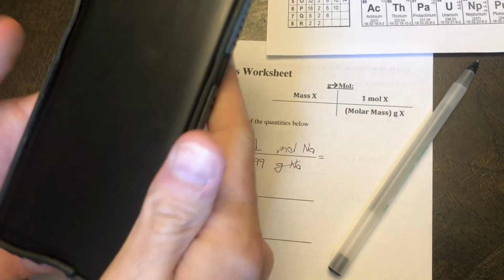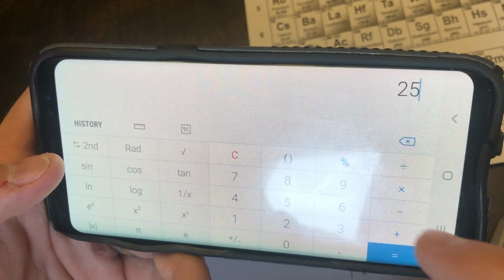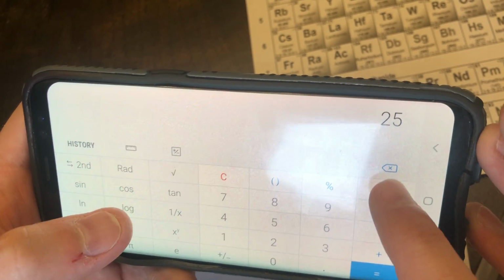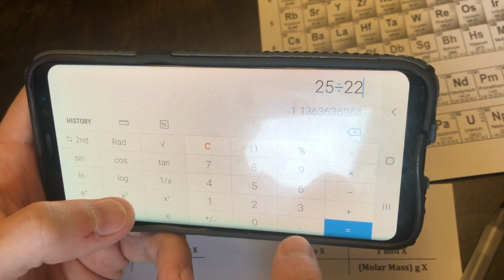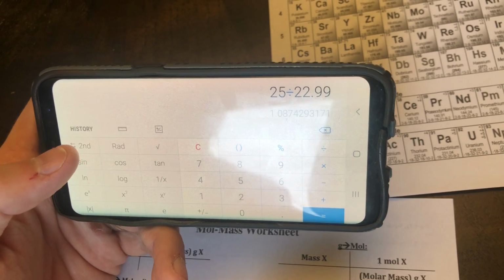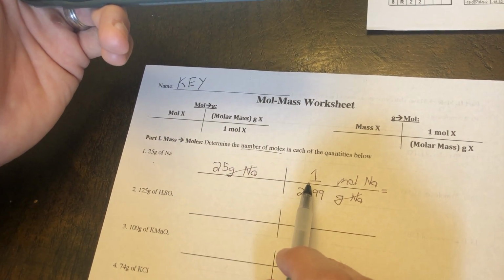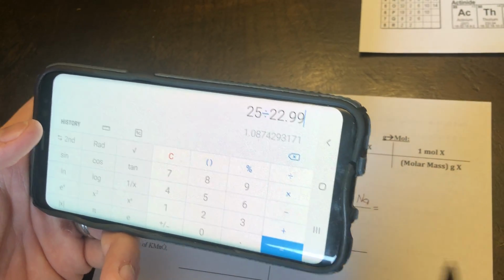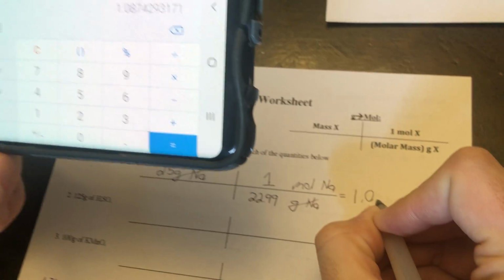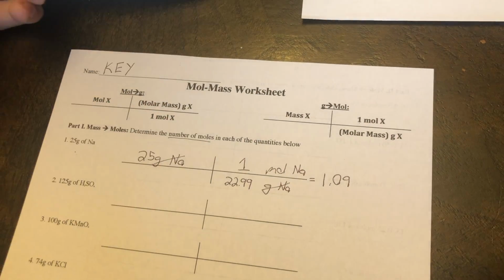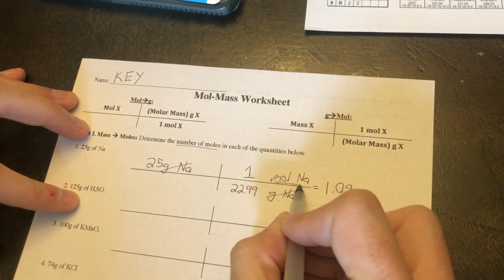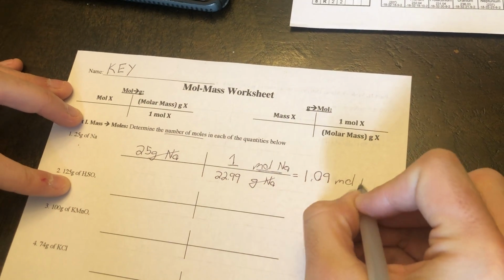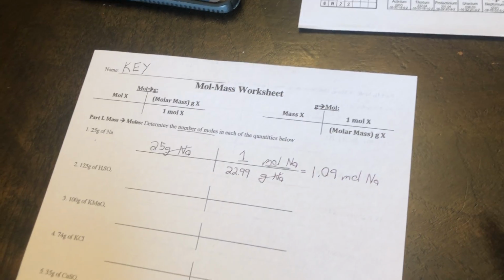Now all I have to do is pull up my calculator, which I'm going to use my phone for, and I do 25 divided by 22.99. Now, you might be asking, what about that 1 right there? Whenever you have a 1 in a problem, you either multiply or divide, it's useless. It gives you the same answer. So I'm just going to do 25 divided by 22.99, and I get 1.0874, I'll round that up to 1.09. And then my unit is whatever's left, which is right here, moles sodium. So that was a simple problem.